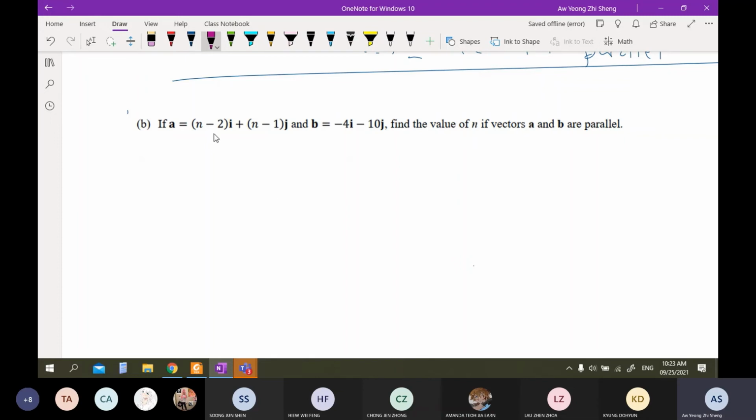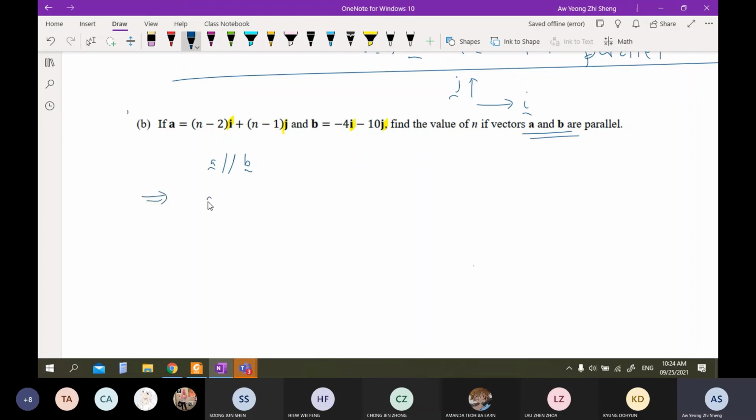Coming to part B, you are given vectors A and B in terms of i and j, which are guaranteed to be non-parallel and non-zero. Because i is in the x direction, j is in the y direction, and each of them has a length of 1. So find the value of n if vectors A and B are parallel. Now they give you this information: A is parallel to B.